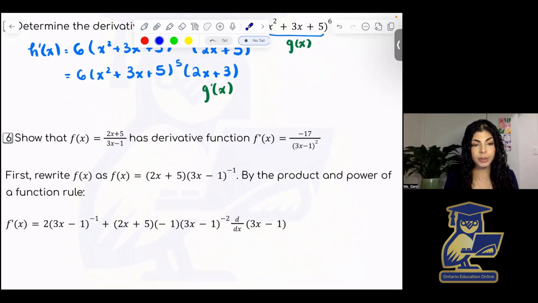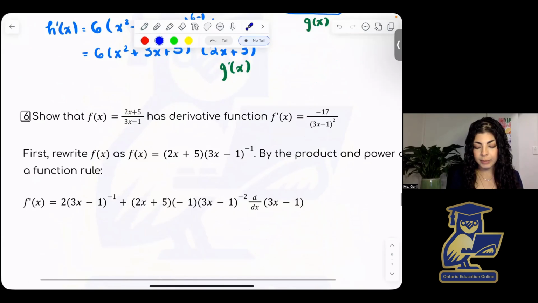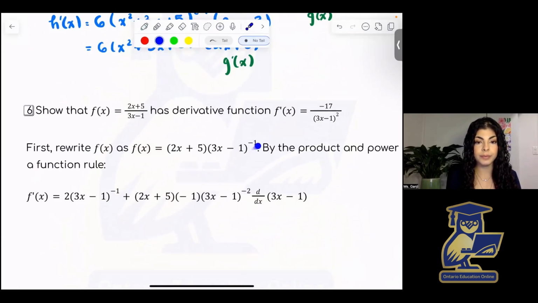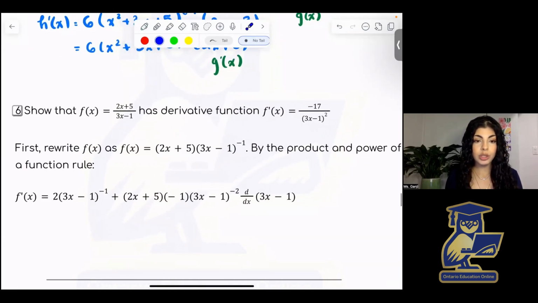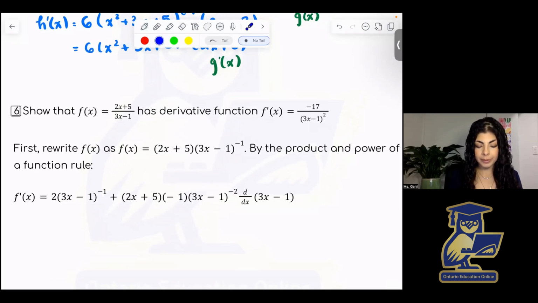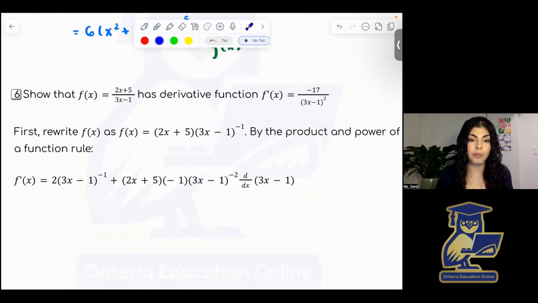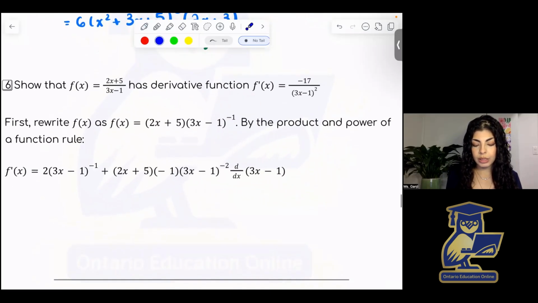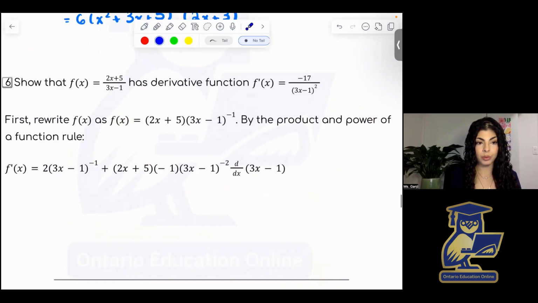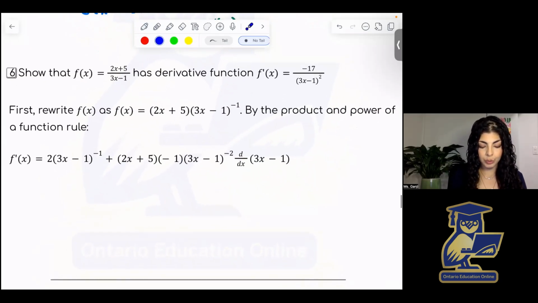So I've already done this for you before when we were working with power rule, but 3x minus 1 in our denominator is actually 3x minus 1 to the power of negative 1. And that's just our exponent rule there. So then f of x is actually 2x plus 5 times 3x minus 1 to the power of negative 1. Now I'm going to use a mix of product and power rule here, or a power of function rule.